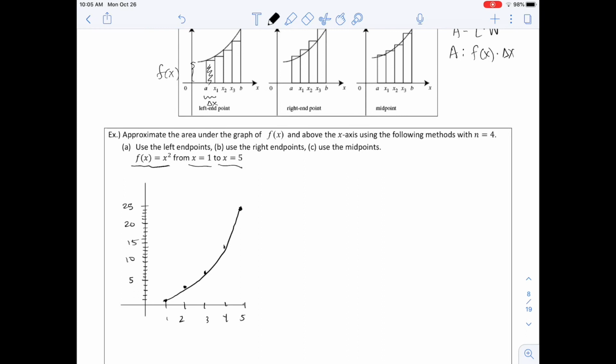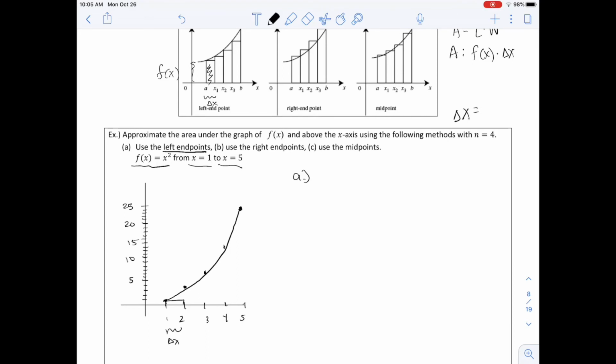So part A says to use the left endpoints. So again, left endpoints. And so to use our left endpoints, I'm going to go ahead and draw my rectangles. That means I'm going to start on the left side, go up to 1 and then over to 1. So to find the area of this first rectangle, I'm going to have to do my width here, which is my delta x value. And I'll write delta x up here.